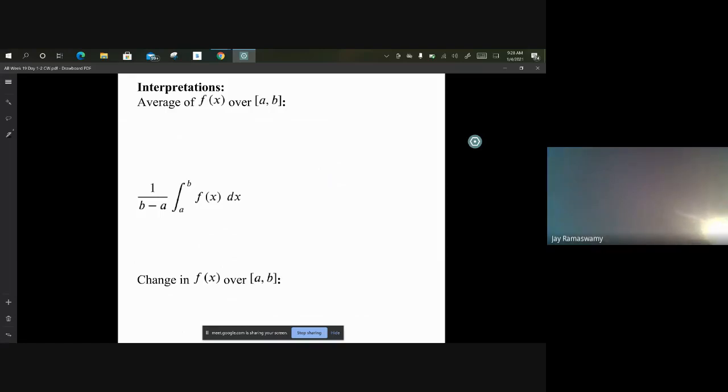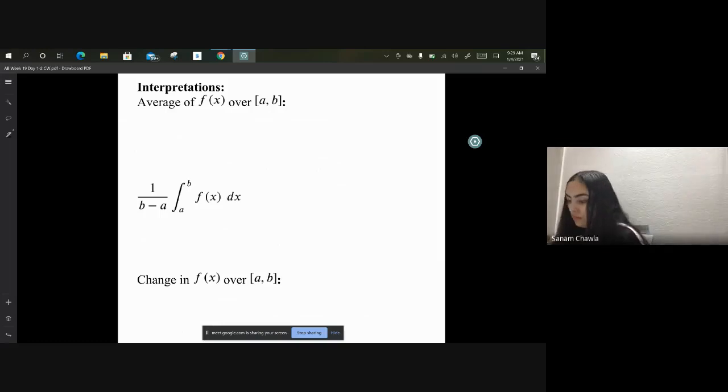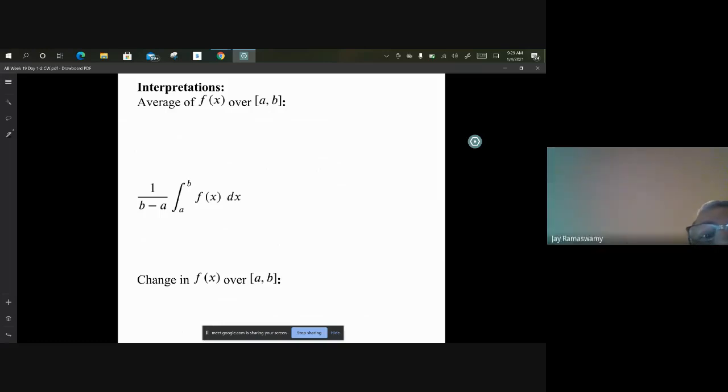So it says interpretation. So we're getting closer to the lesson, okay? The average of f of x, the average of any function, is 1 over b minus a, integral from a to b f of x dx. Yes? So I'm just giving some interpretation. So whenever you see that phrase, average of, write it down.